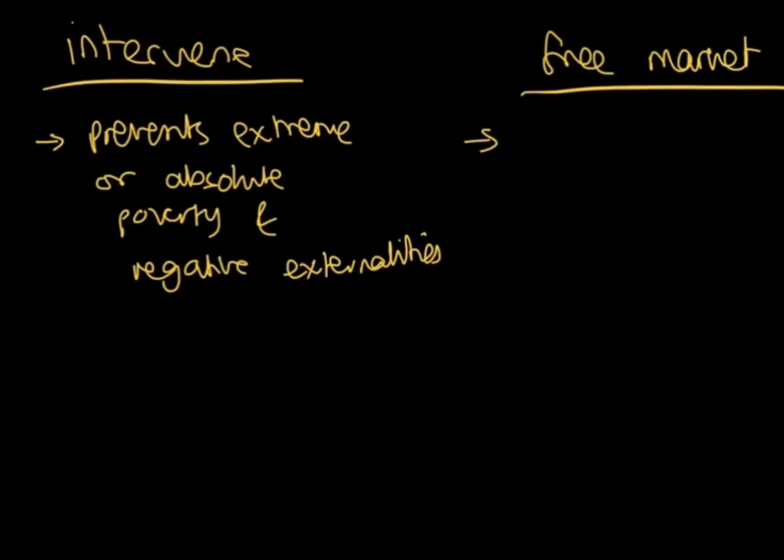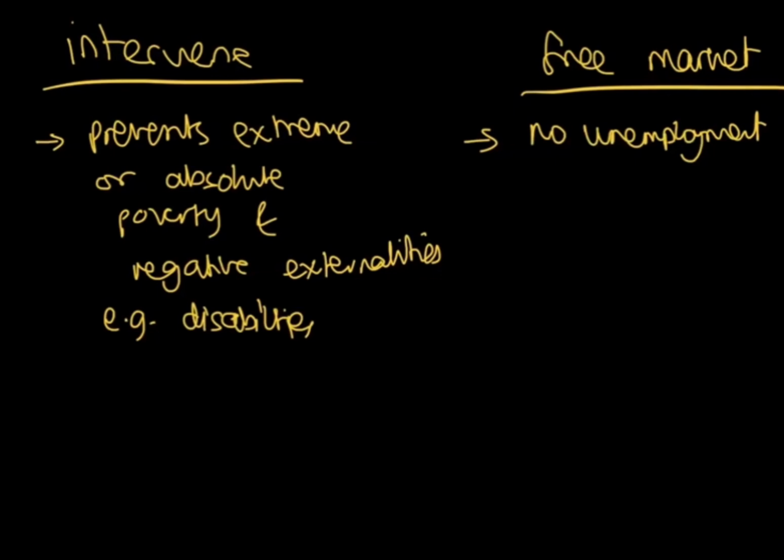Good. What else? Of a free market, would you say that it allocates resources correctly, or there could be government failure or something? No unemployment and allocative efficiency, right? That's what you meant, right? Yeah.